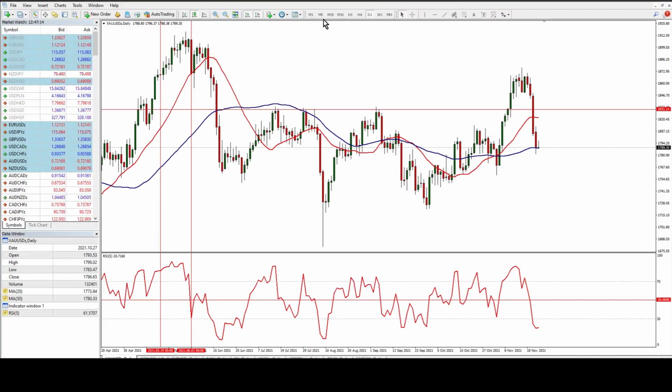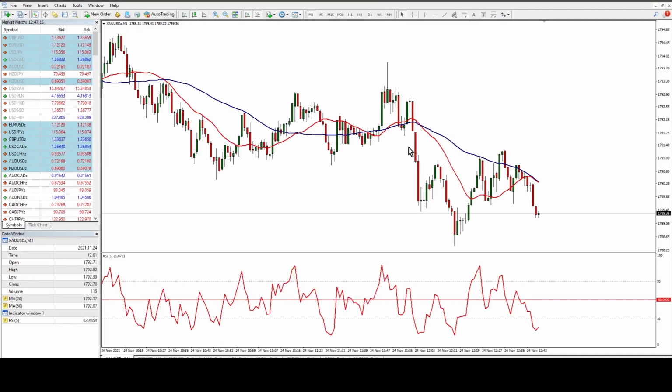So if we look at a 1 minute chart here and think about it like this. Let's say that we're focusing on this resistance area here.